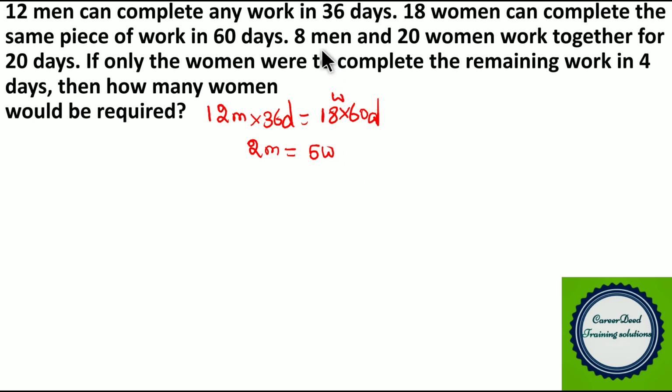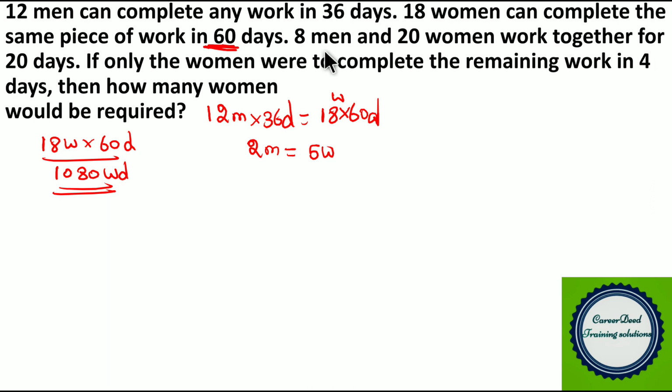Now 8 men and 20 women are working together for 20 days. Okay, before that, 18 women working for 60 days will complete how much work? First we have to find that, right? So 18 women working for 60 days will complete how many units of work? So 18 into 60, you get 1080. So 18 women working for 60 days will complete 1080 women days work.